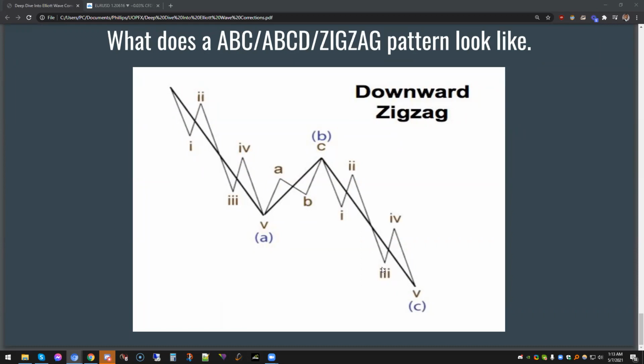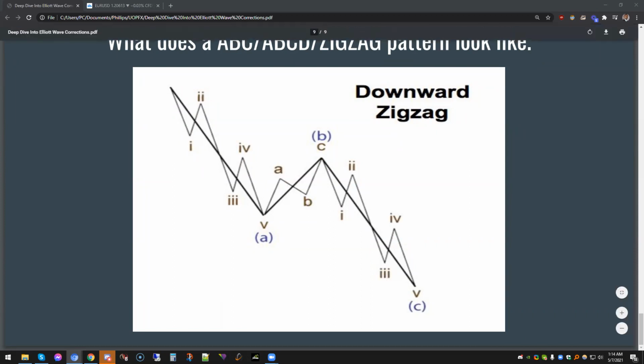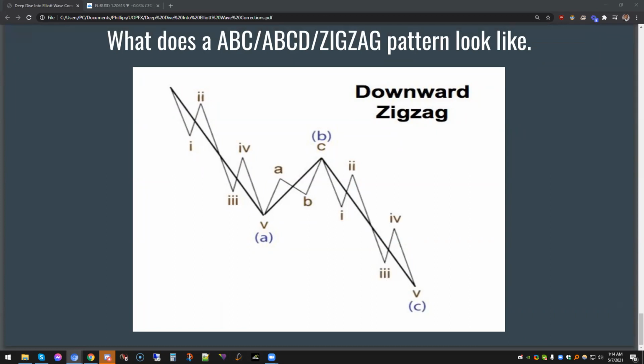Does anyone have any questions on what a zigzag is before we take it to the chart and go looking for some of these zigzags? All right, I'm going over to the chat box. Does anyone have any questions on what a zigzag is? Have you ever come across this pattern yourself? I'll give you a few seconds to send in your comments.